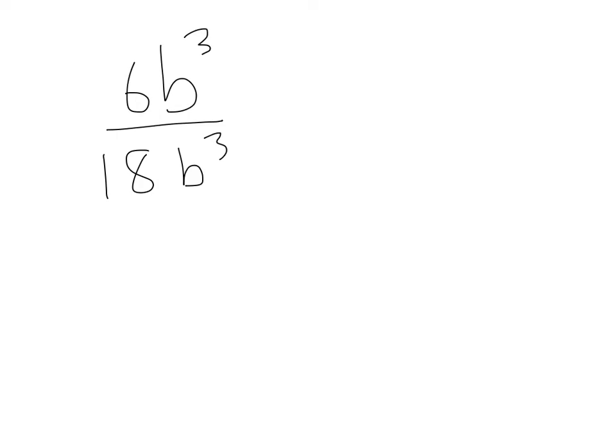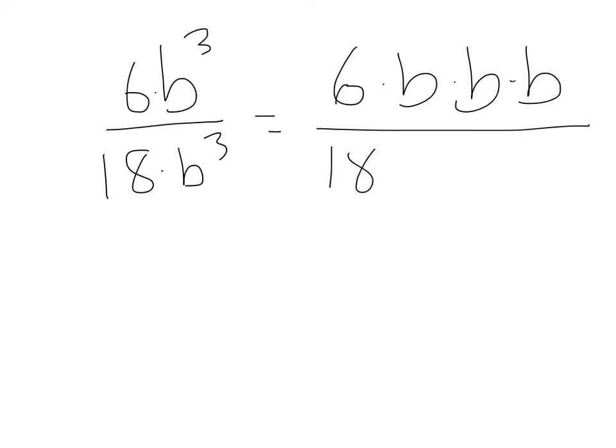Let's do some mean, awful curveball. Let's say I had b cubed over b cubed. But now I'm going to put something extra in there. I'm going to put a coefficient in there. I'm going to put 6 and 18. So 6b cubed divided by 18b cubed. If I were to write that out expanded, I would say that's 6 times b times b times b, divided by 18 times b times b times b.